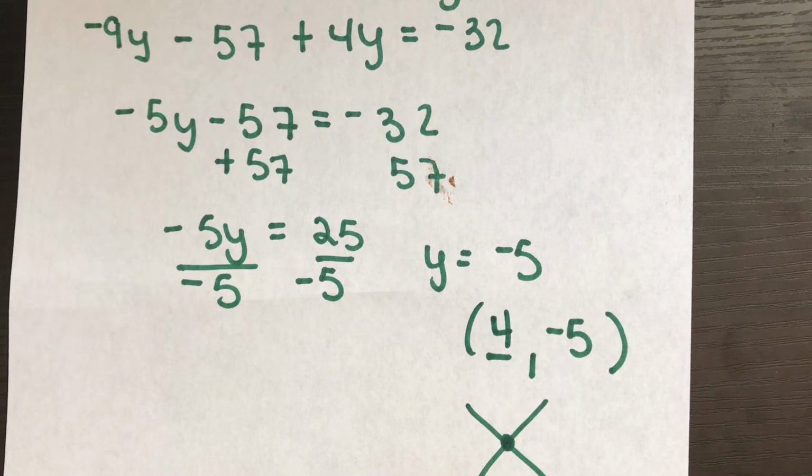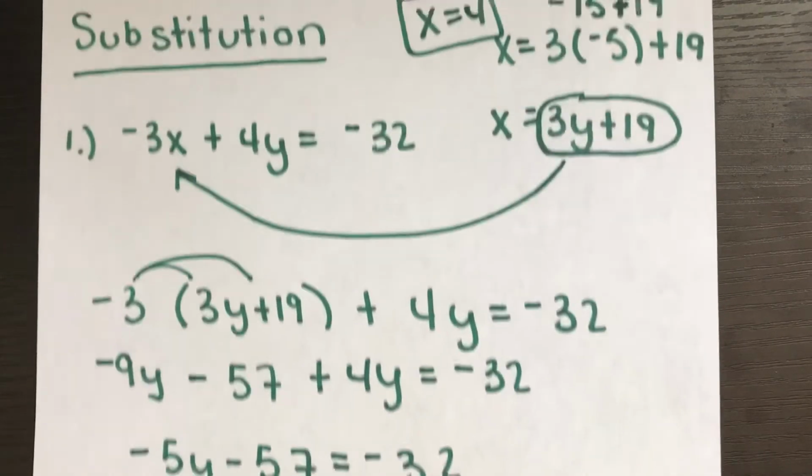Now, what would happen if one of the variables wasn't isolated? So I'm going to do one more example here using substitution.